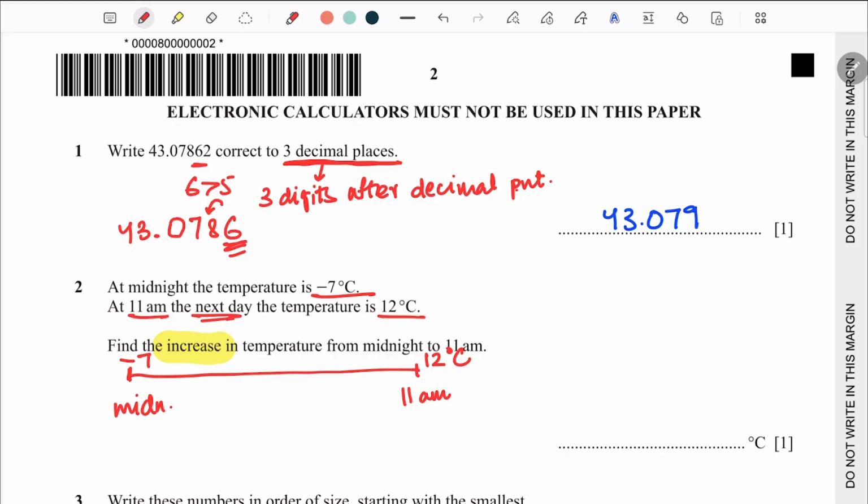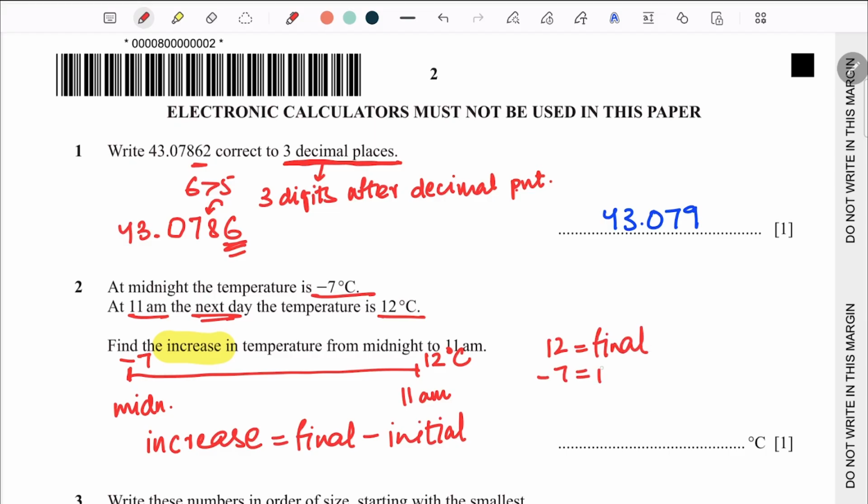Basically, we have to find the difference between 12 and -7. The formula will be: increase is equal to final temperature minus initial temperature. Here 12 is the final temperature and -7 is the initial temperature. So 12 minus -7 will be equal to 12 plus 7, which is 19. So the increase in temperature will be 19 degrees Celsius.